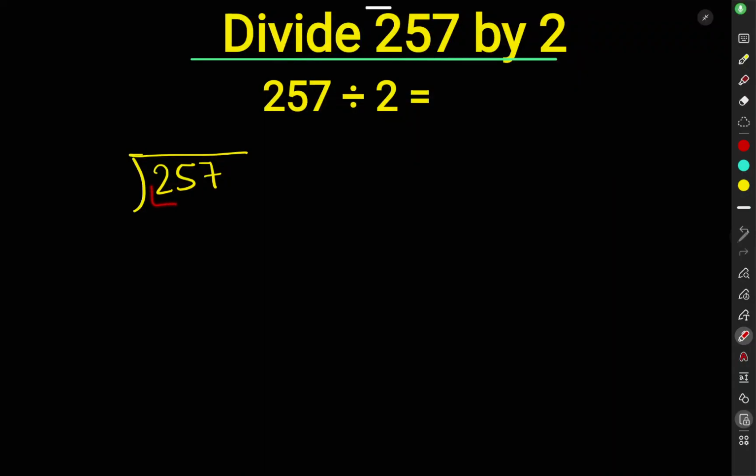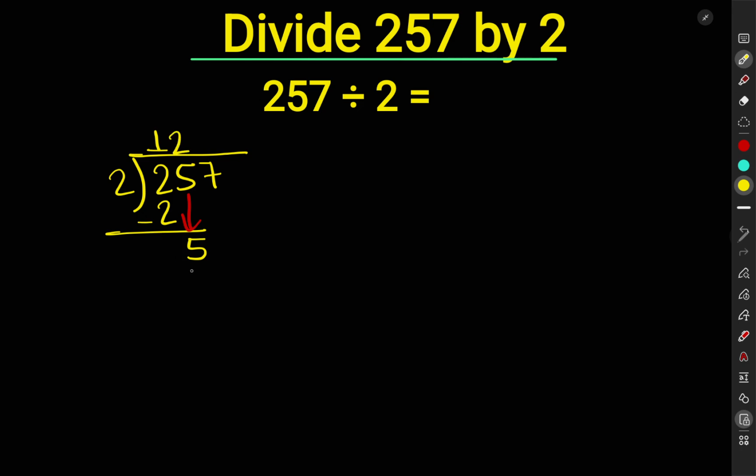We divide 257 by 2 in long division method. So 2 times 1 means 2. On subtracting we get 0. So now we put down the number beside this 5 and we remove this 0.